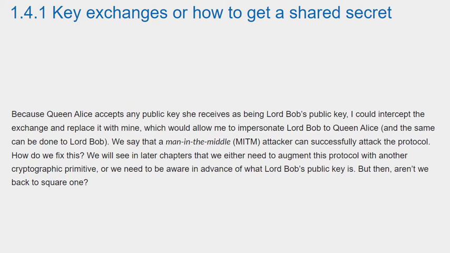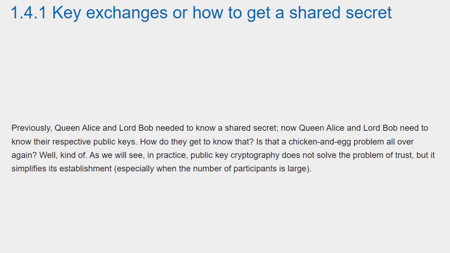We will see in later chapters that we either need to augment this protocol with another cryptographic primitive, or we need to be aware in advance of what Lord Bob's public key is. But then, aren't we back to square one? Previously, Queen Alice and Lord Bob needed to know a shared secret. Now, Queen Alice and Lord Bob need to know their respective public keys. How do they get to know that? Is that a chicken and egg problem all over again?